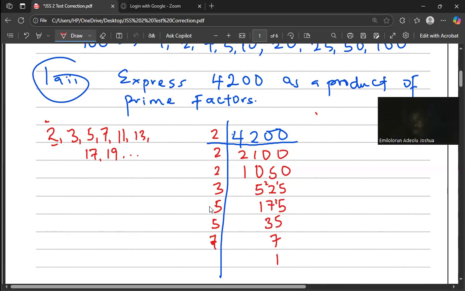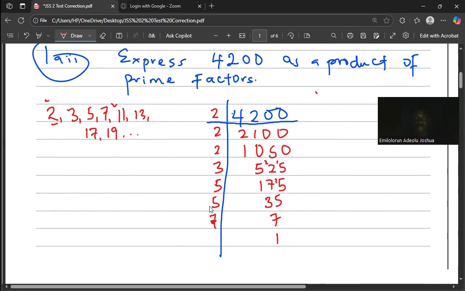Please, any number that is not a prime number, you are not permitted to use it in this column, because they said you should express it as a product of prime factors. You can't use 4 here, you can't use 9 here. You can't use any number here that is not a prime number. Do you understand?